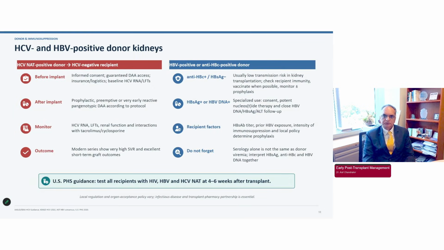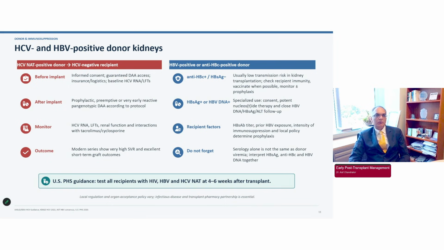All right, so let's talk a little bit about HCV positive and HBV positive donor kidneys. Hepatitis C positive kidneys can be used in hepatitis C negative recipients as long as they've consented to receive those organs. Same for hepatitis B. With hepatitis C, there is a good degree of literature that now shows that these can be used and nearly always work very well.